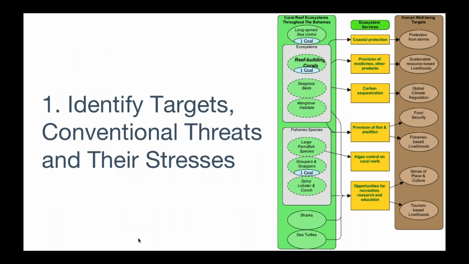So this is from a project in the Bahamas. They're working on conserving and restoring coral reefs. And so the ecosystems they're working on conserving and restoring are the coral reefs, especially reef-building corals, and seagrass beds and mangrove habitats. They're also interested in a bunch of fish species like parrotfish, groupers and snappers, spiny lobster and conch, sharks and sea turtles are important. And the long-spined sea urchin is important in this area because it eats the algae off of the corals, so it helps to keep the corals healthy.